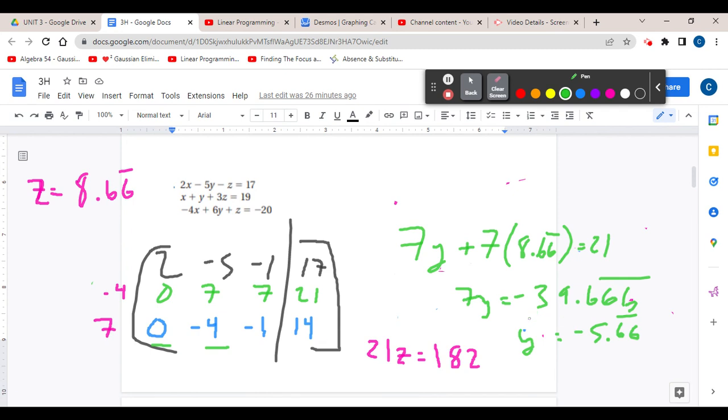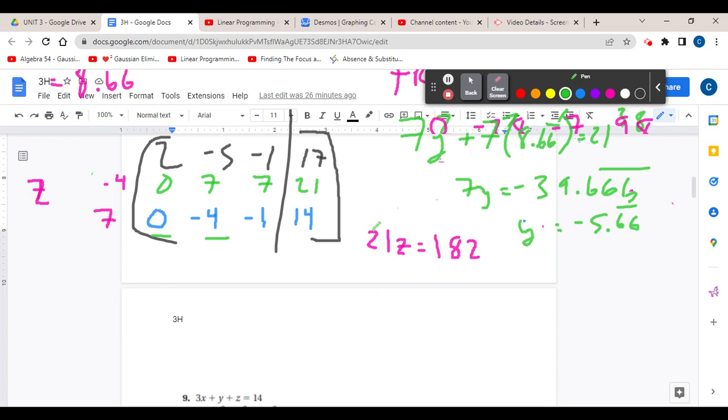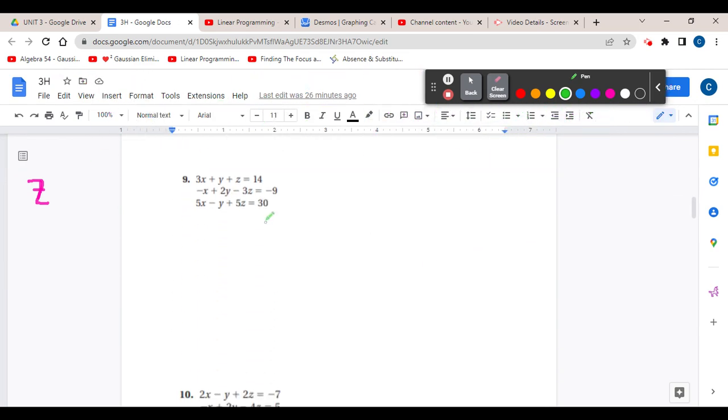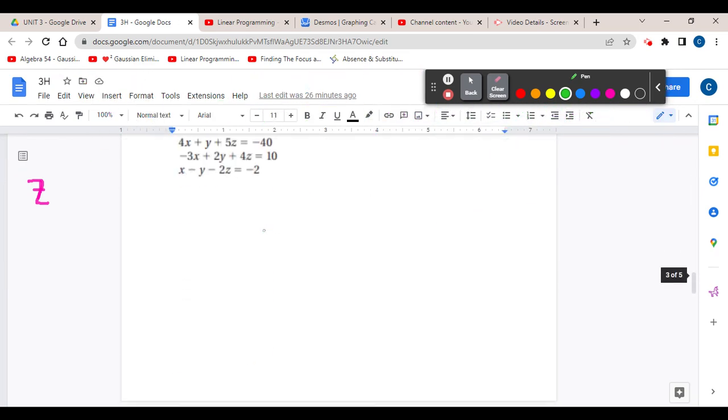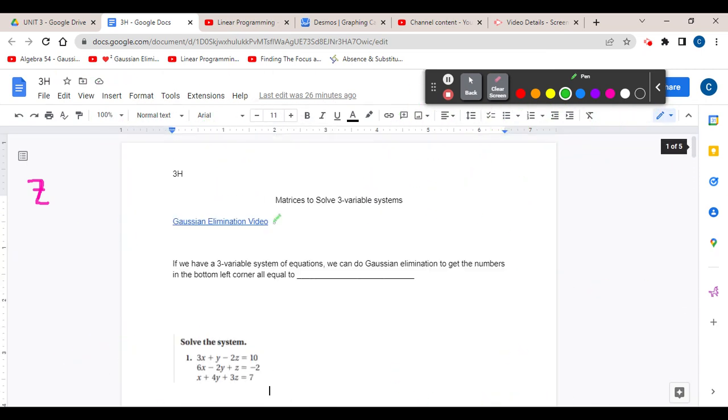So that's that. That's a Gaussian elimination right there, getting those 3 bottom things equal to 0. And we're set to go after that. So try the next 3 or 4 problems out there if you need to. You're probably only going to get 1 or 2 done the rest of this period, but that's okay. Let me know if you have any questions, and best of luck.